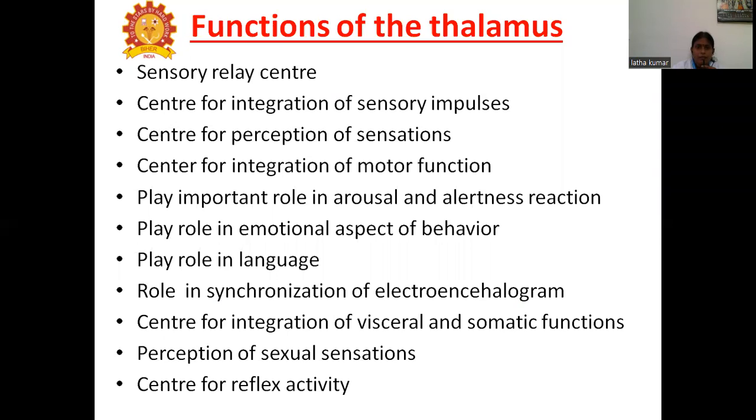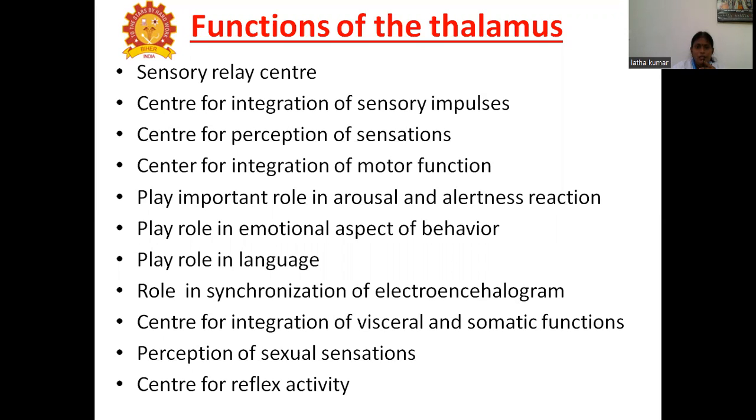So next one is the center for integration of sensory impulses. The thalamus is not only a great relay station for all sensations, but also forms a major center for integration and modification of peripheral sensory impulses before the impulses are projected to the specific areas of the cerebral cortex. This function of the thalamus is called processing of sensory information. Because of this, thalamus is usually considered as a functional gateway of the cerebral cortex.